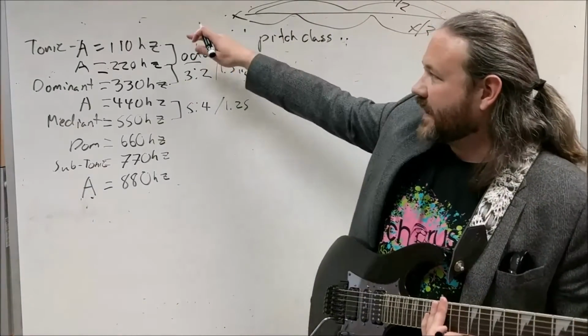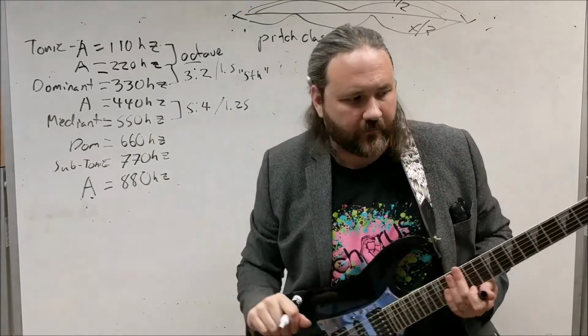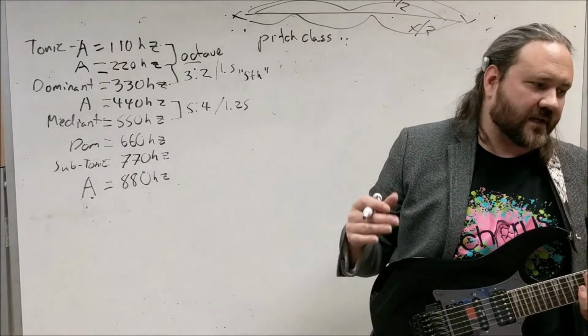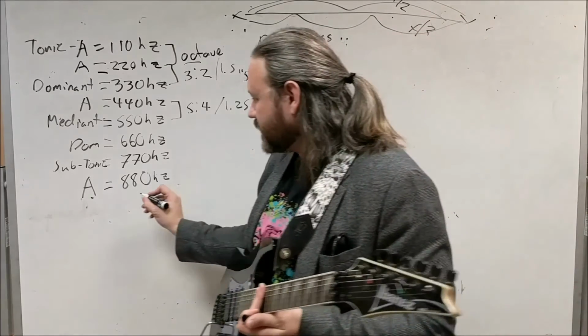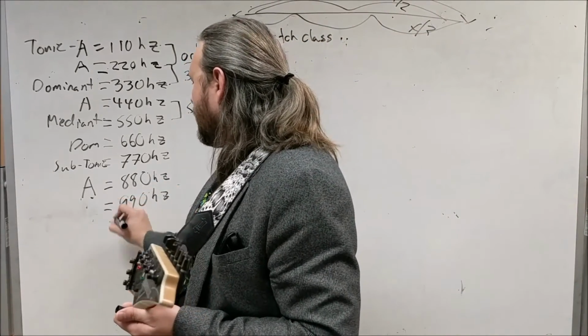So we've gone tonic, tonic, dominant, tonic, mediant, dominant, subtonic, tonic again. And we're going to keep going from here. So we're not going to stop here. The next one is 990 hertz. Another great thing about 110 hertz is that you can just keep multiplying it up.